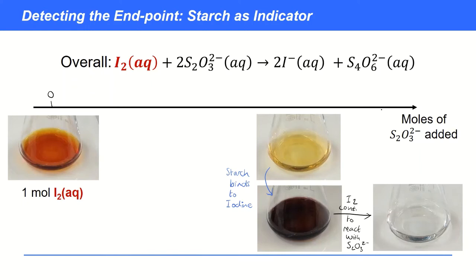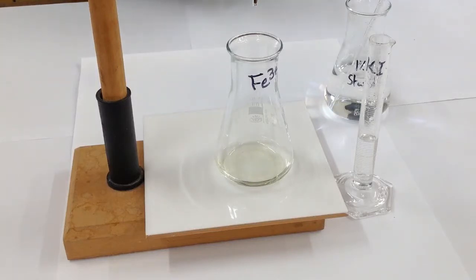We know that at this point we have exactly 2 moles of thiosulfate added. And the reason we know that is because there is a 1:2 ratio in this equation. 1 iodine reacts with 2 thiosulfate ions. So 1 mole of iodine here is going to react with 2 moles of thiosulfate. And that's the basis for iodine-thiosulfate titrations. So that second titration with starch was excellent to work out the concentration of iodine.